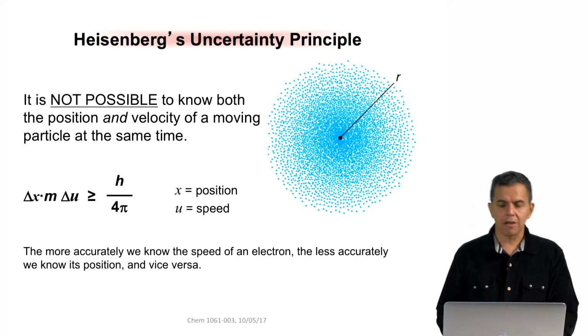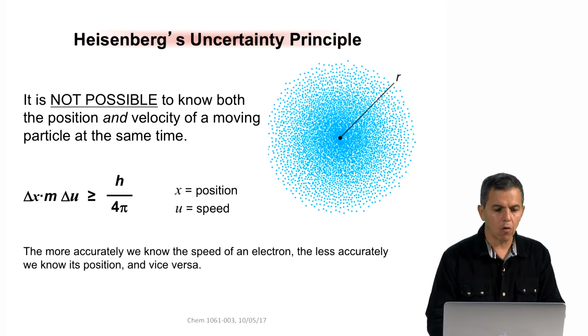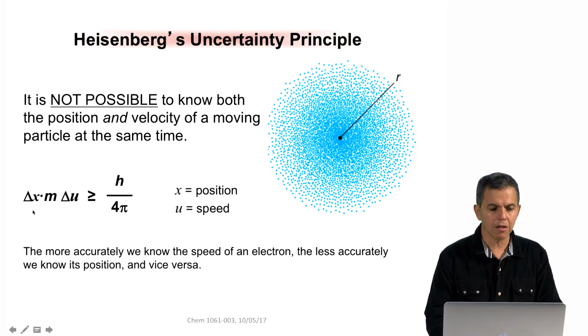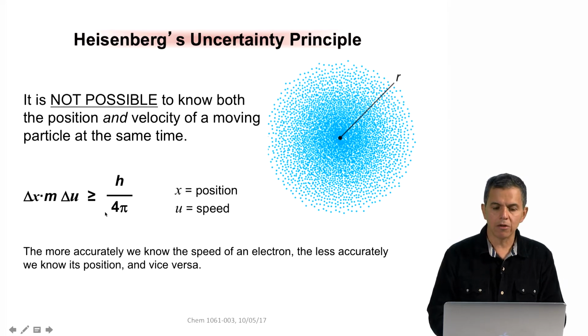The expression that applies here is an inequality expressed as delta x times the mass of the particle times the uncertainty in the velocity, which has to be equal to or greater than h, Planck's constant, divided by 4 pi. And the bottom line here is the more accurately we know the speed of an electron, the less accurately we will know the position, and vice versa.